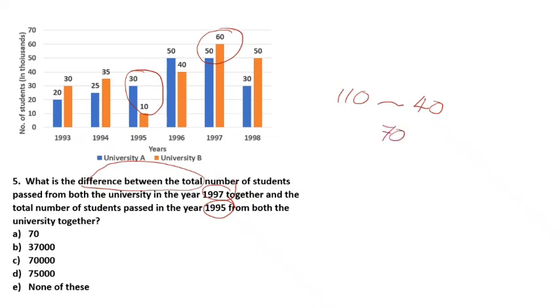But the 70 cannot be the answer. The number of students are in 1000. So we have to multiply this by 1000. So we get the answer 70,000. Accordingly, mark the correct answer, option C.